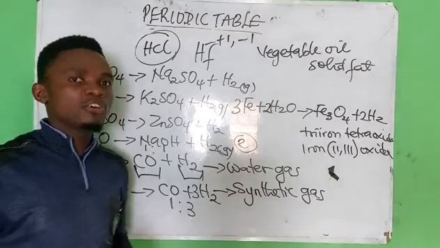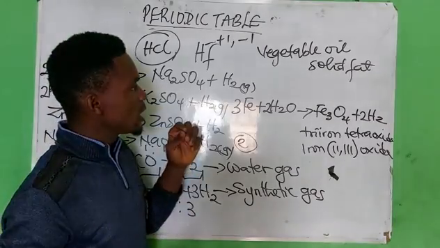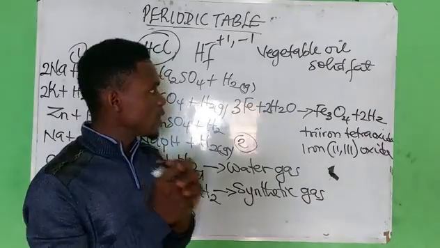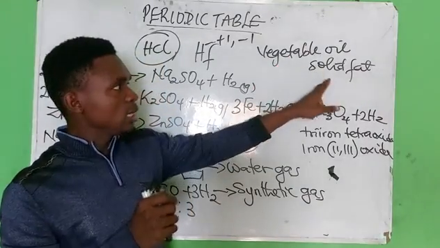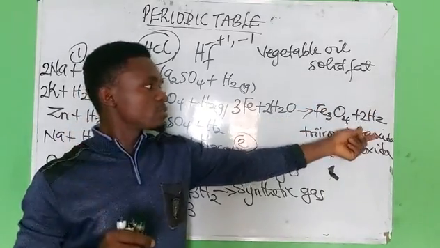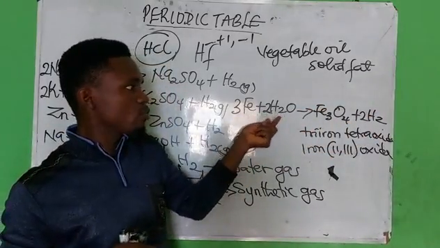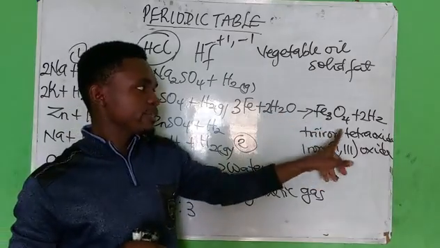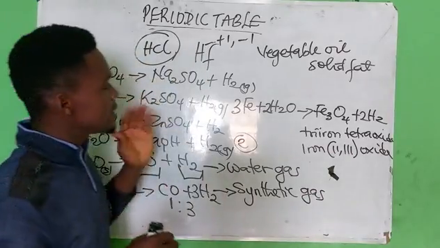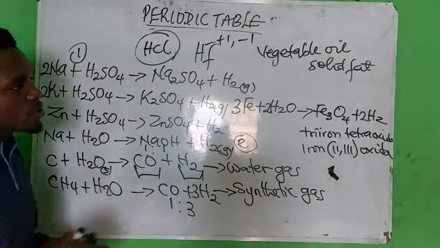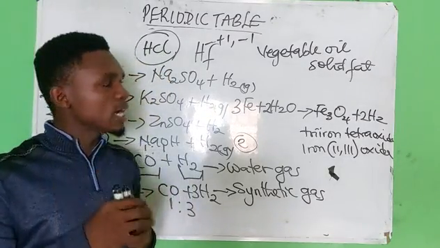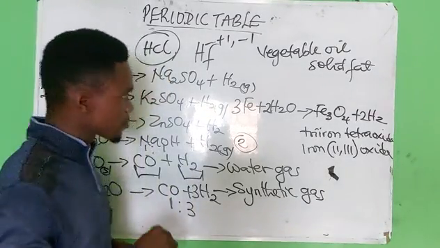So please, industries, during the conversion of vegetable oil into solid fat, make use of hydrogen, which is formed when iron is reacted with water, giving triiron tetraoxide or iron(II,III) oxide. So these are some of the ways in which hydrogen gas can be prepared. Take note of that too. It is very, very important.